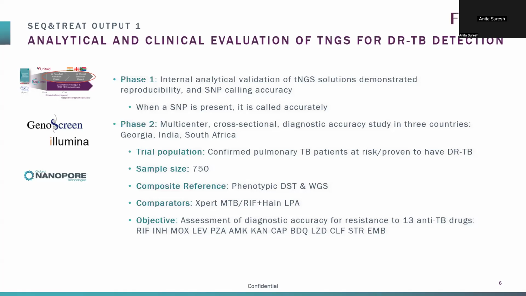We also did the comparators of Xpert, of course, and the Hain LPA, since that has quite a big install base of LPA that is being done in TB labs today. And the objective assessment was for diagnostic accuracy for resistance to the set of the common 13 anti-TB drugs.